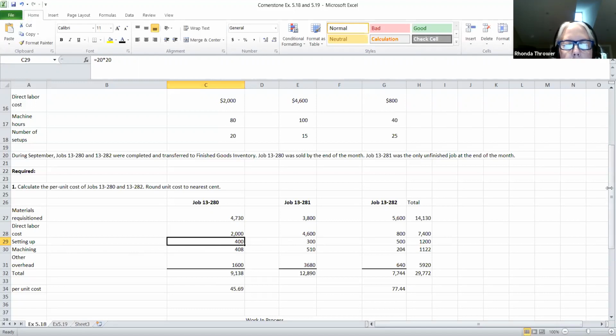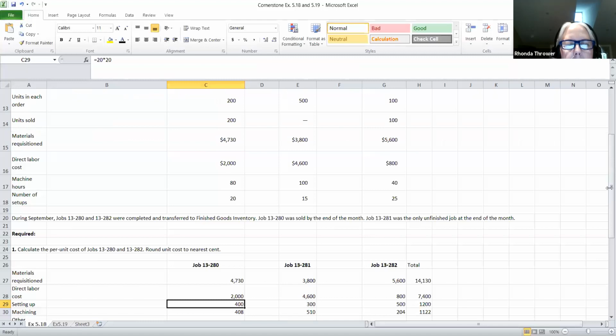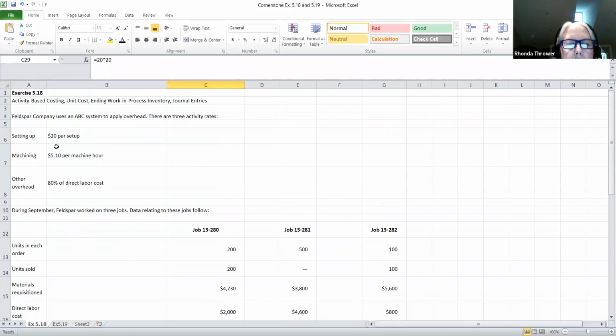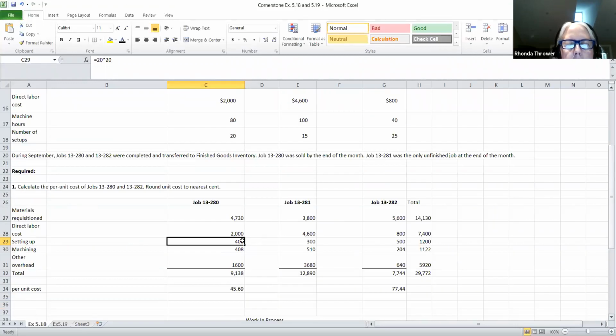So if we're working on job 280, then the number of setups were 20 setups. We would multiply 20 times the cost per setup, and that would tell us how much we are applying in overhead due to the setup procedure. So 20 times 20 is 400 that we would charge to our overhead account. Now I chose to leave these all separate. What you could have done is figured them up separately and then combined them all together to get the total amount that was applied to the factory overhead.